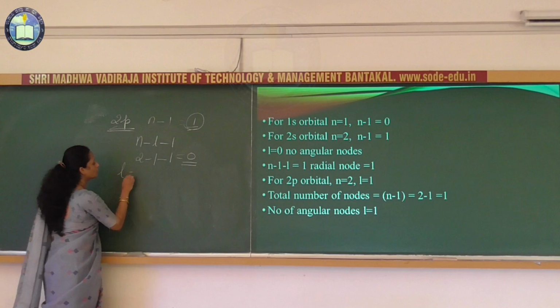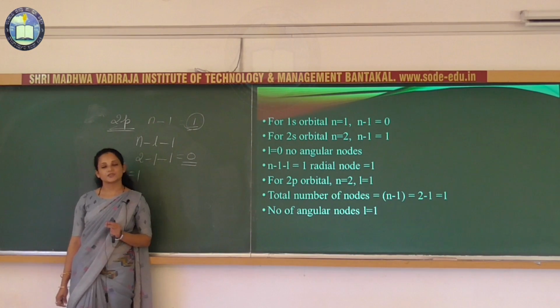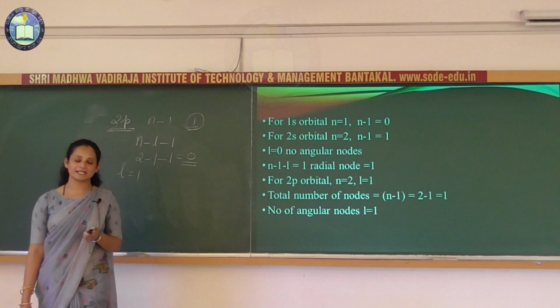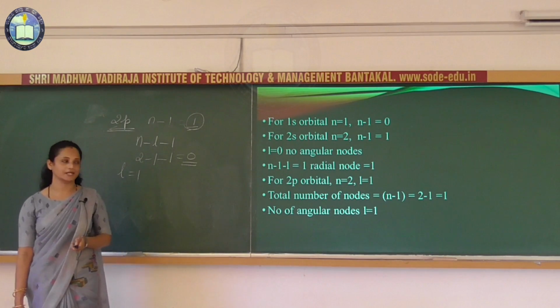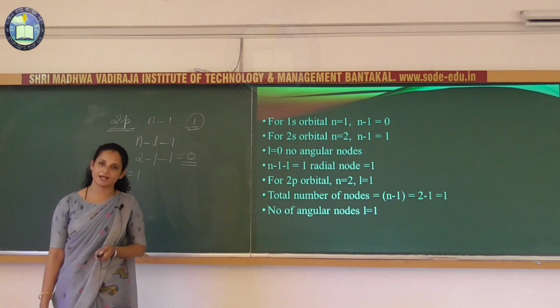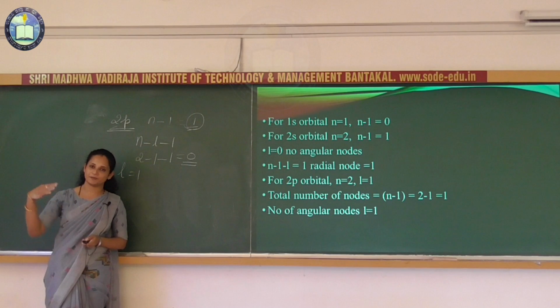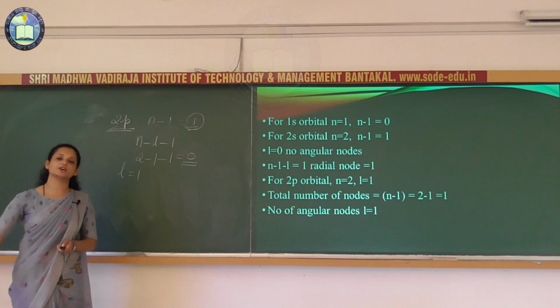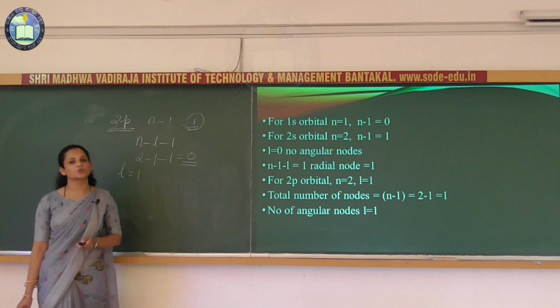But L is equal to 1, we know. L is equal to 1. So that's why the angular node in the case of a p orbital is 1. Take any p orbital, the number of angular nodes is equal to 1 because L is equal to 1. It is 2p, 3p, 4p, 5p. So for any p orbital, the number of angular nodes is always equal to 1.